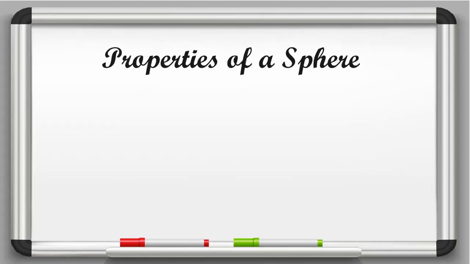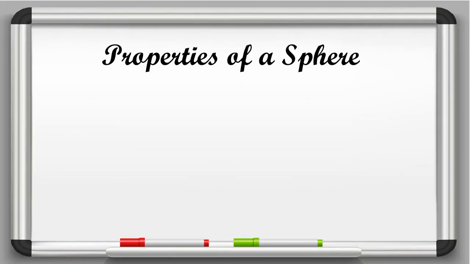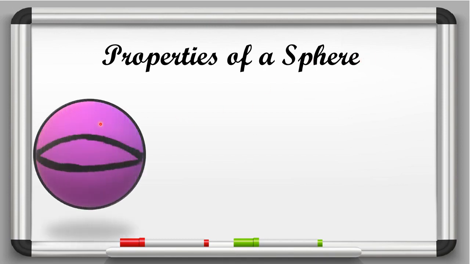Now beta, properties of a sphere. Okay, so now we will write properties of sphere here. So here is a sphere shape. Now we will write its properties.